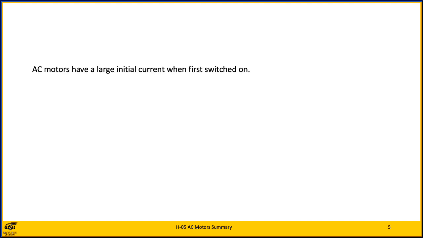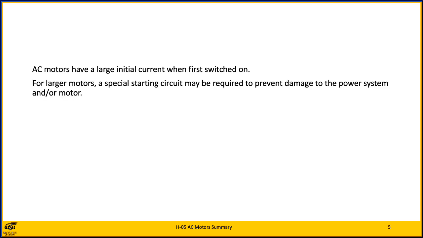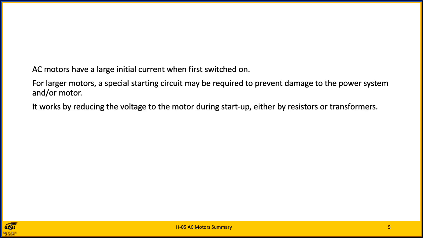AC motors have a large initial current when first switched on. For larger motors, a special starting circuit may be required to prevent damage to the power system and/or the motor. It works by reducing the voltage to the motor during startup, either by resistors or transformers.